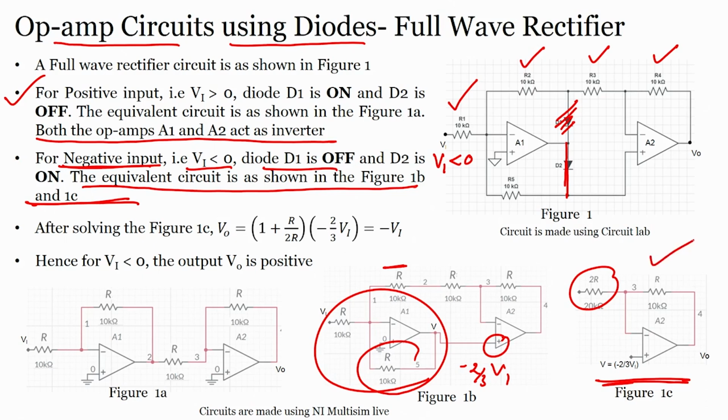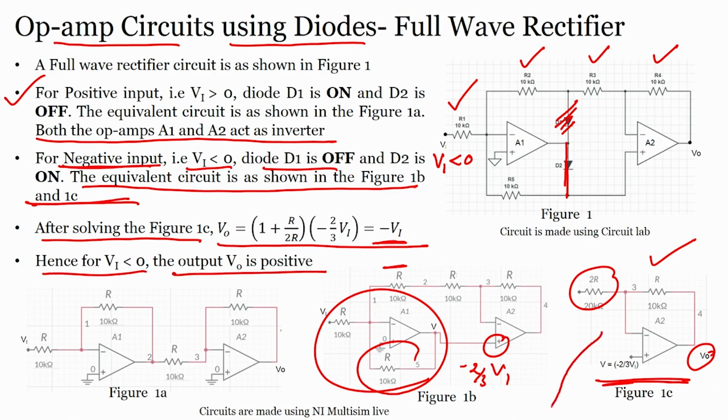Now, from this particular figure, what we can see is that after solving figure 1c, my Vo will be nothing but minus Vi. If I solve this figure 1c further, what will I obtain? Vo will be equal to minus Vi. This is what we get when we have D2 conducting, D1 not conducting. So, hence for Vi less than 0, Vo is positive.